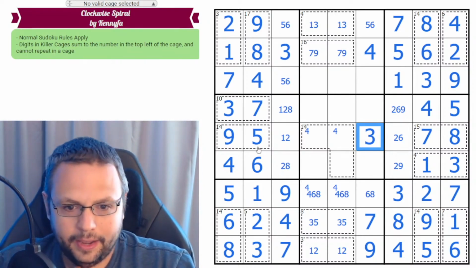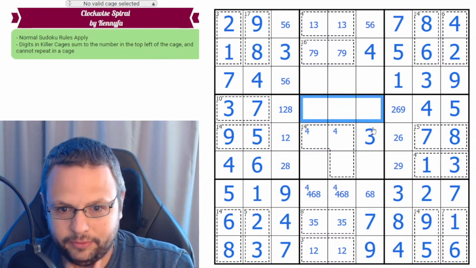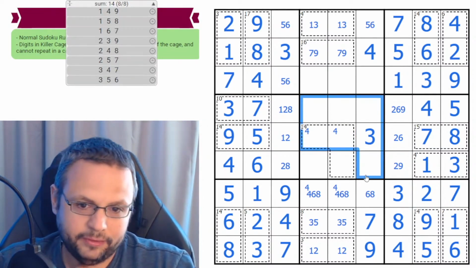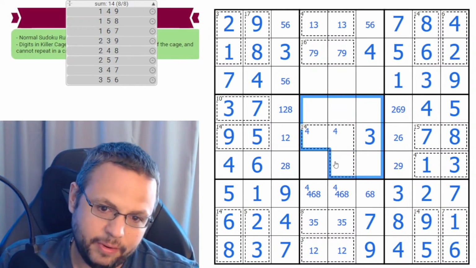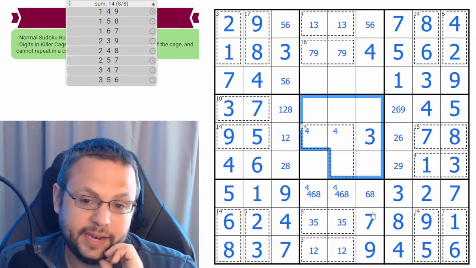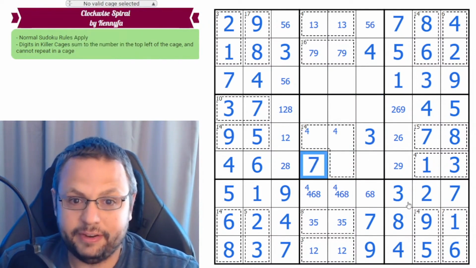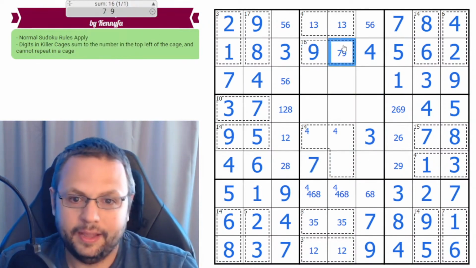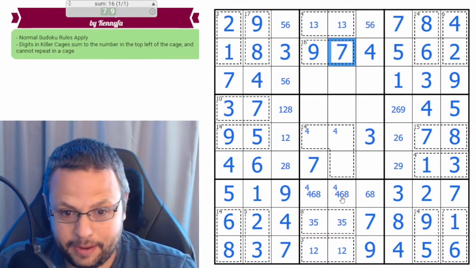Okay. And so now I ask about 7 in this box. So 7 can't now go in the 14 cage, which needs 2 digits that add to 10. So 7 is placed here. And so that's a 9 and a 7 up there.